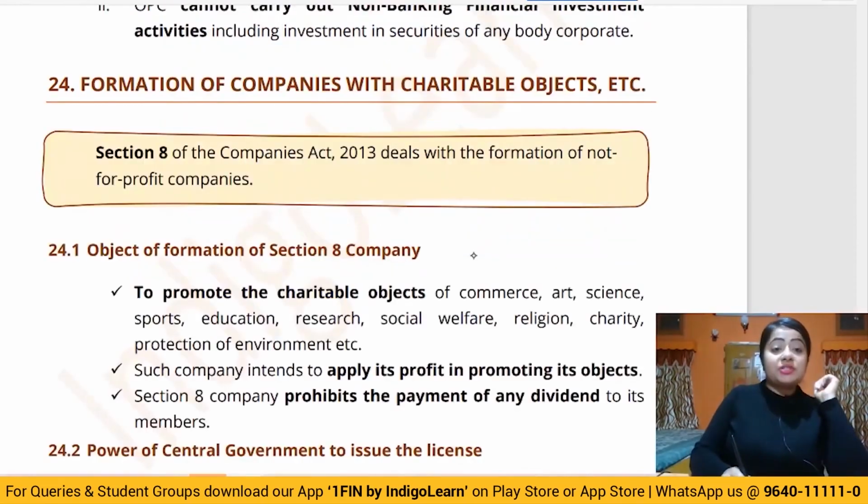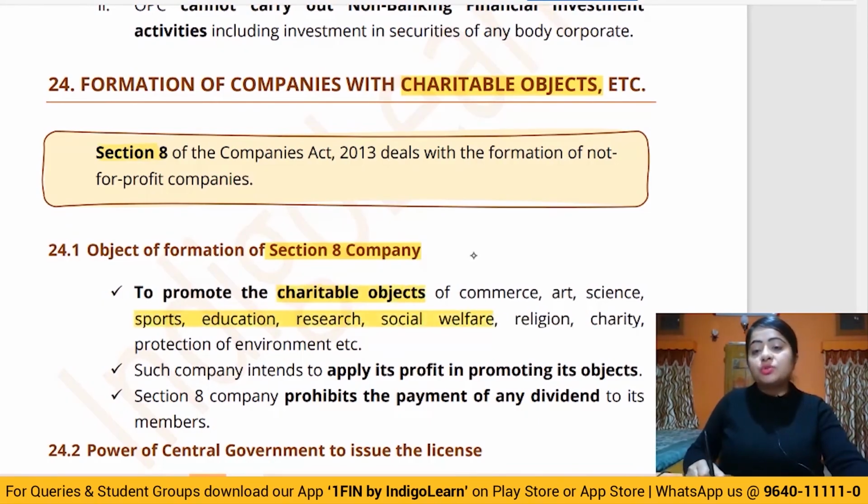Next section we are seeing is section number 8, which talks about companies which are formed with charitable objects. See, we have so far discussed private companies and public companies. Now, these section 8 companies are specifically not made to earn more profit. They are formed for certain charitable objects like to promote sports, education, research, social welfare, religion, charity, etc.